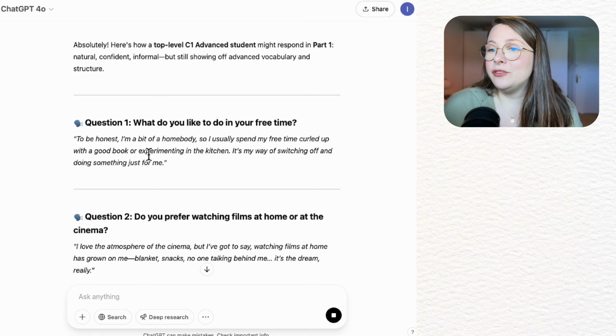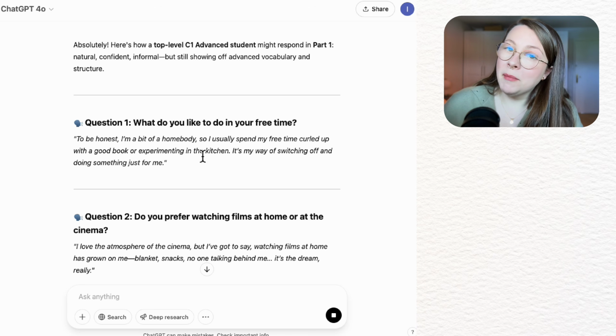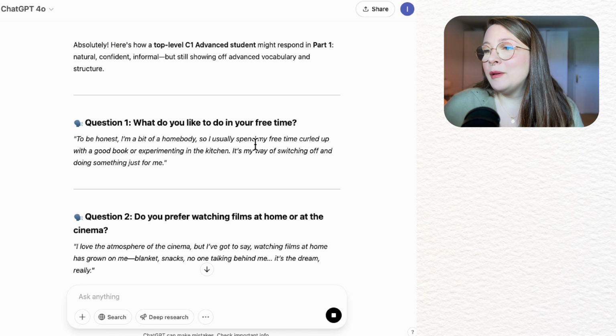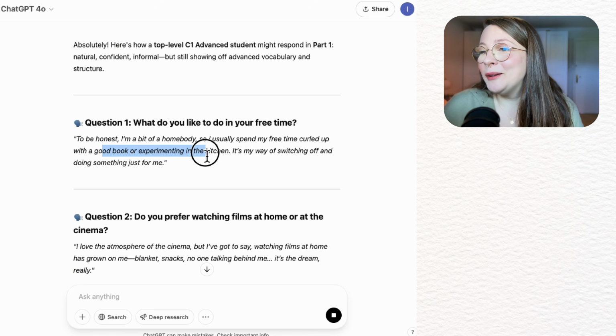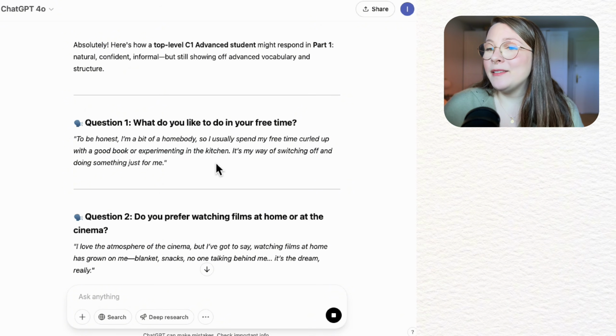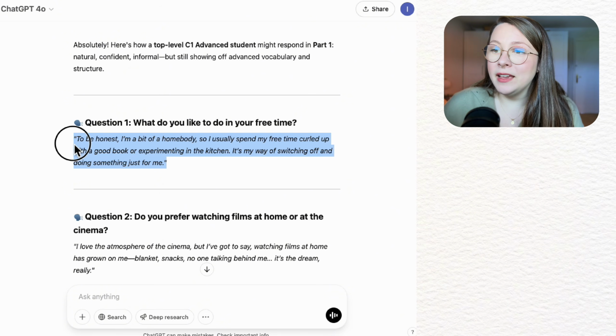What do you like to do in your free time? To be honest, I'm a bit of a homebody, so I usually spend my free time curled up with a good book or experimenting in the kitchen. It's my way of switching off and doing something just for me.